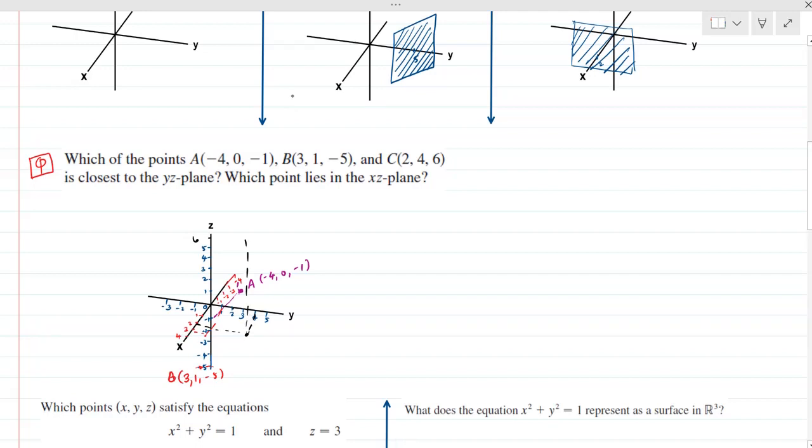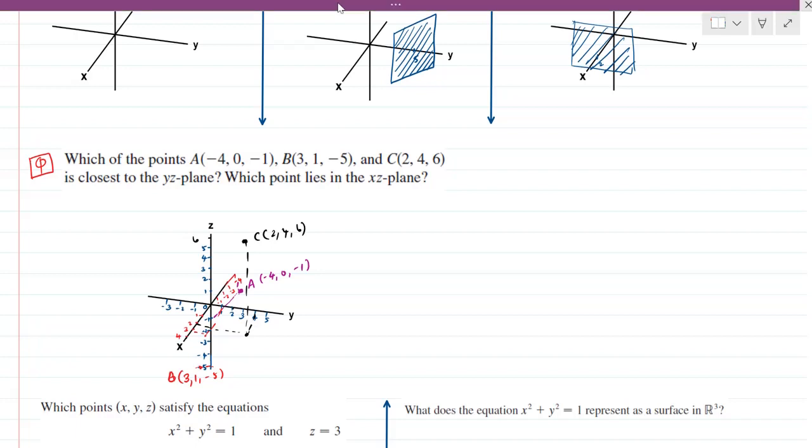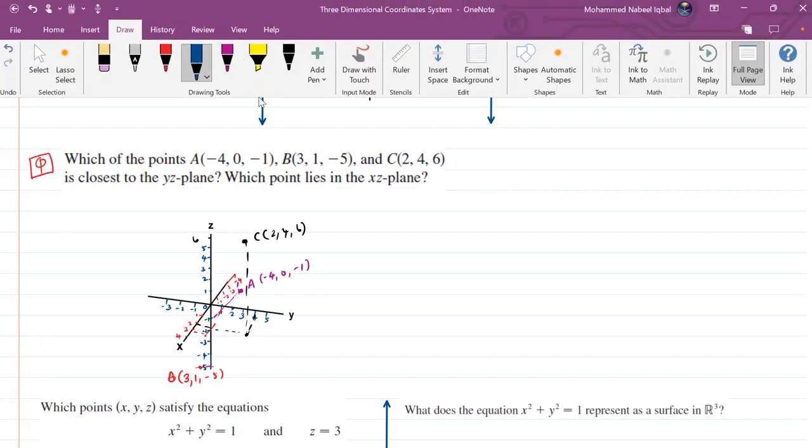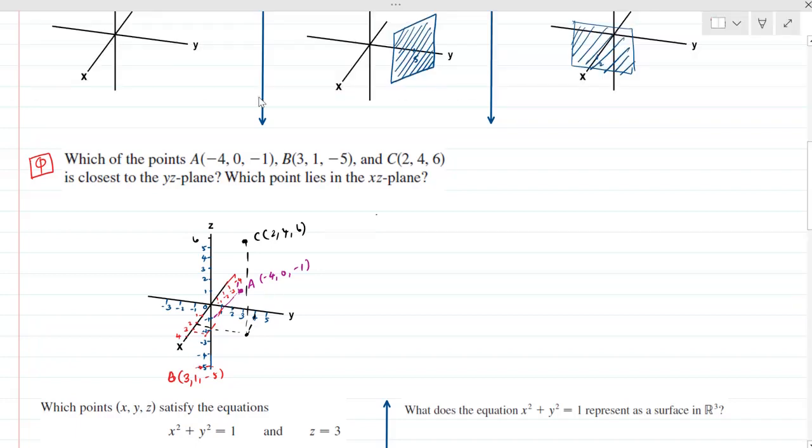Z equals 6 it will be here. So this point is C (2, 4, 6). So these are the 3 points. Now I have to decide which point is closest to the yz plane. On the yz plane the x part will be 0. So this is on the plane.